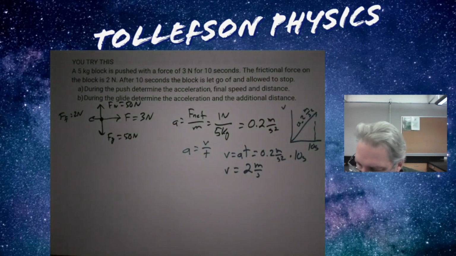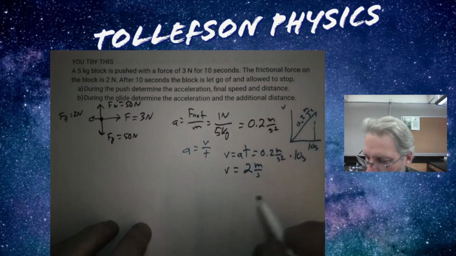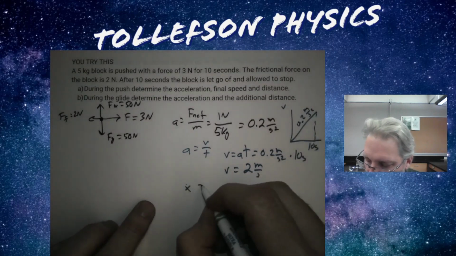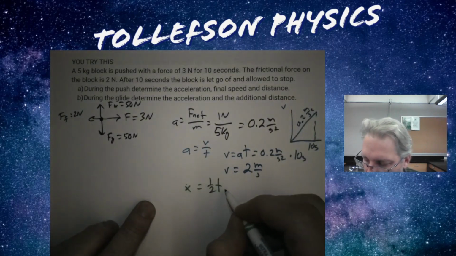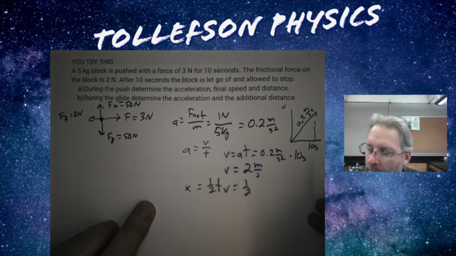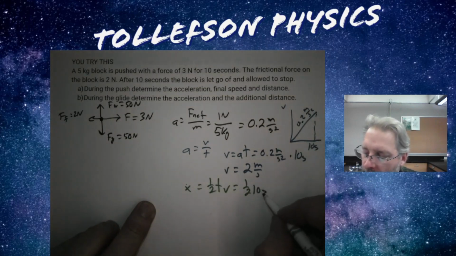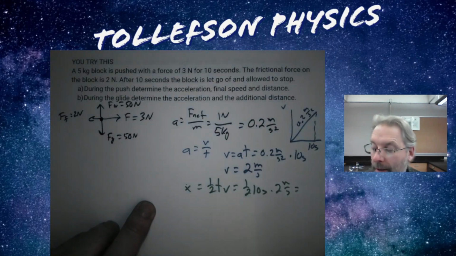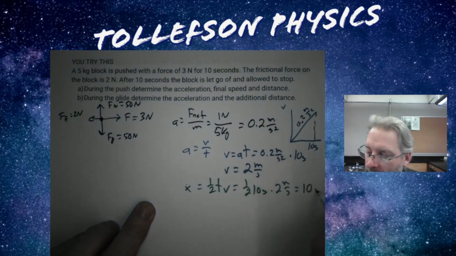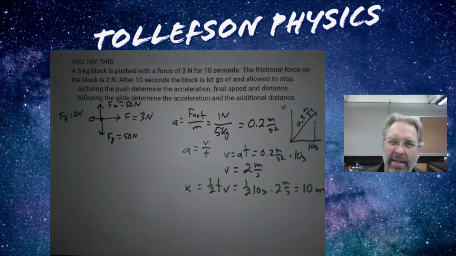All right, cool. It wants to know distance as well, so I guess we should do that. So the distance is going to be this area here. So the distance is going to be 1/2 the base times the height. So the base is 10 seconds. The height is 2 meters per second. So 2 divided by 2 is 1. So the distance ends up being 10 meters. 10 seconds is kind of a long time, so it's going to get somewhere.